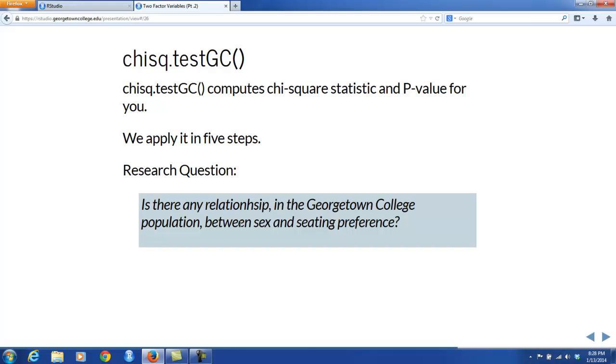You may recall in the Math 111 survey data that we asked people for their sex, male or female, and we asked them where they prefer to sit in class: front, middle, or back. Is there any relationship in the Georgetown College population between sex and seating preference? Can we use the data that we have from our sample to answer this question about whether there's a relationship between those variables in the population?